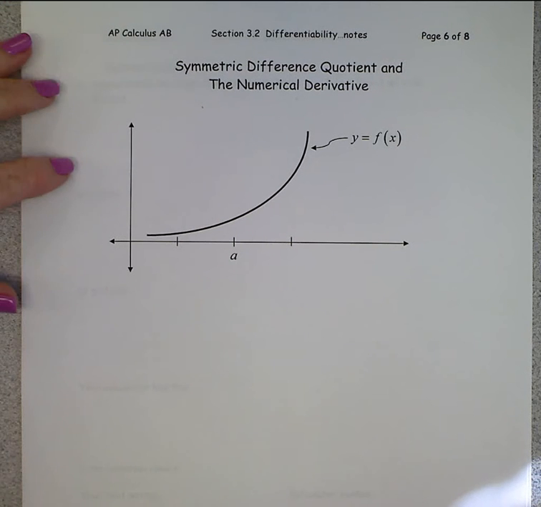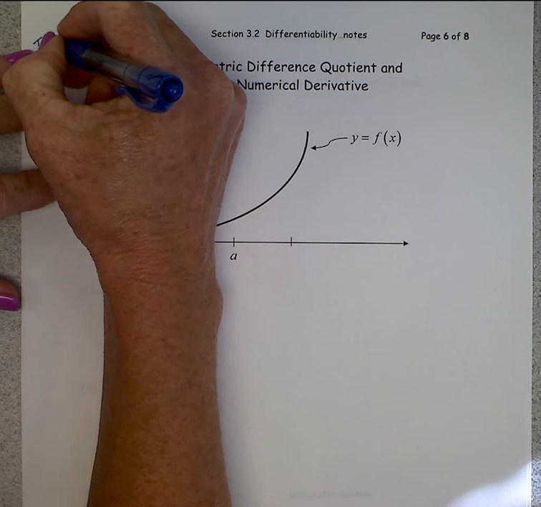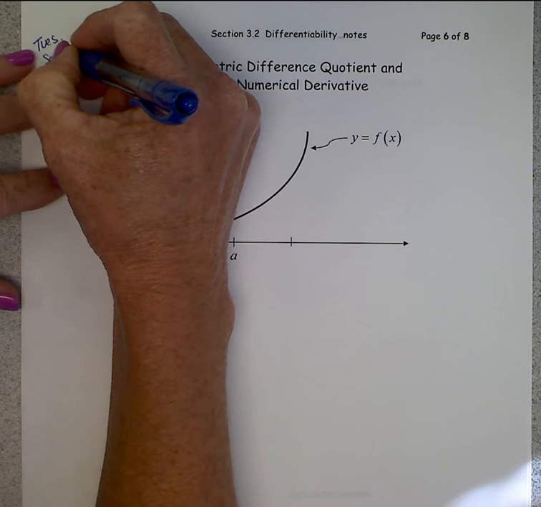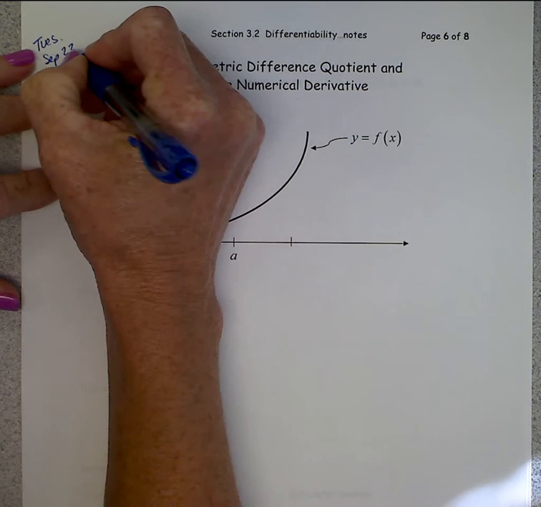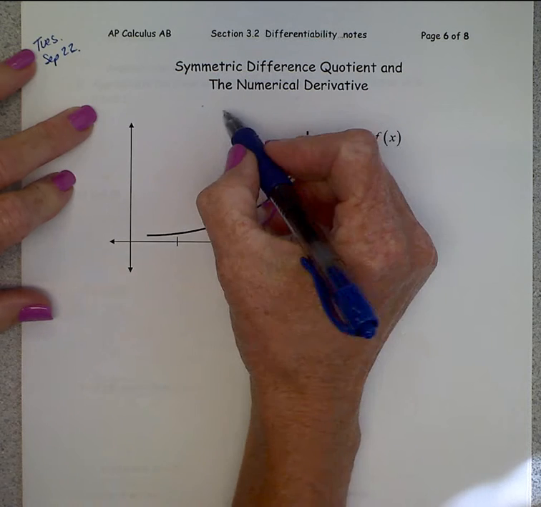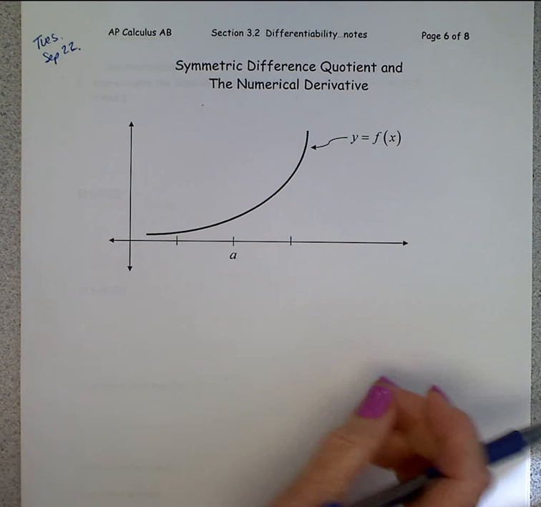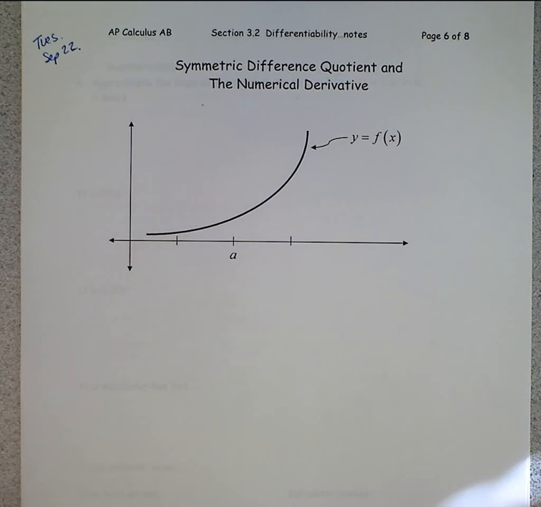Today for you is Tuesday, September 22nd, and we are finishing up section 3.2 today, 3.2 day 3, and we're going to talk about the symmetric difference quotient and the numerical derivative. I'm going to have to go rather quickly today.